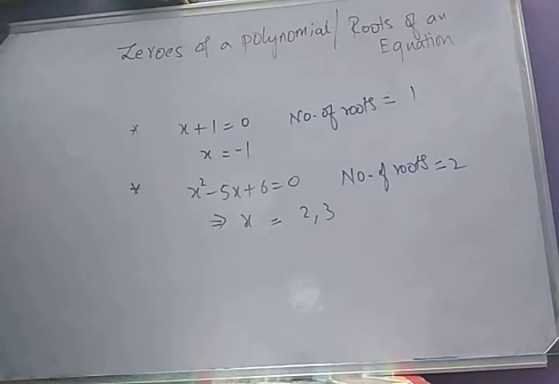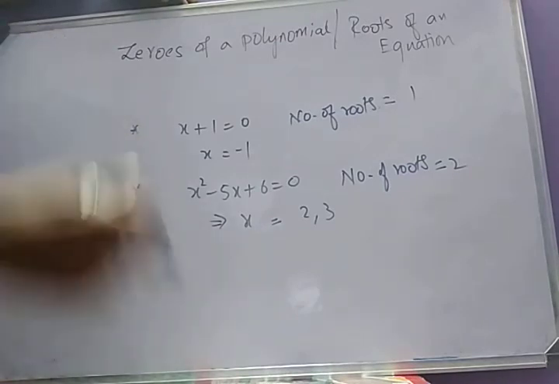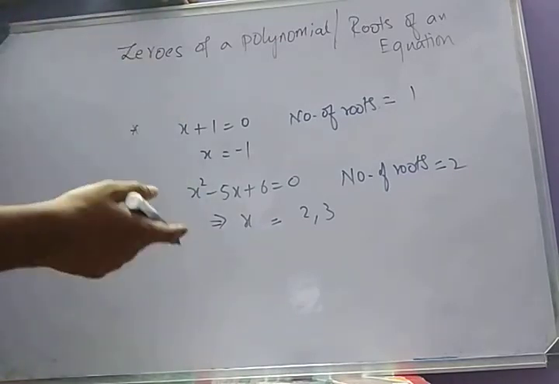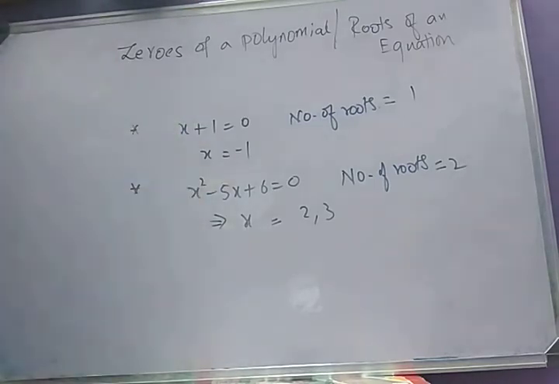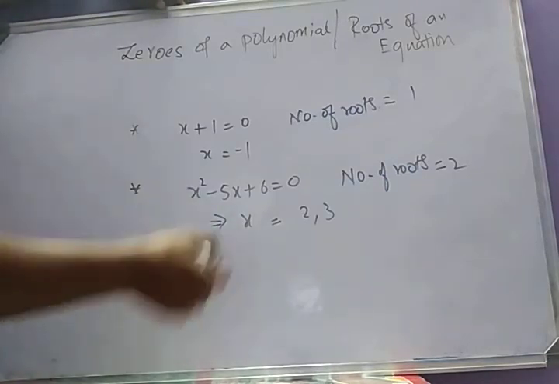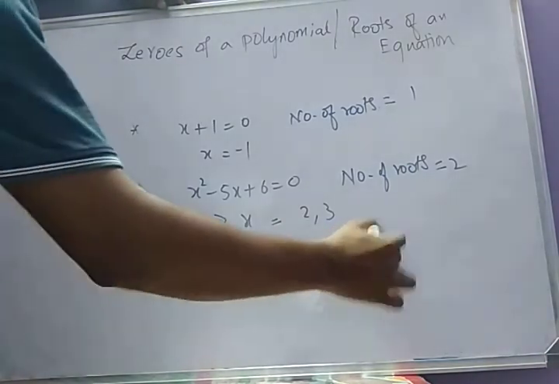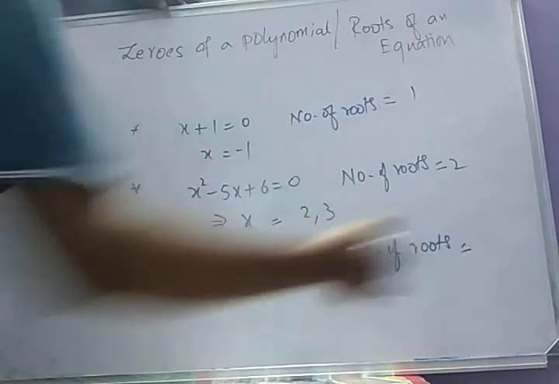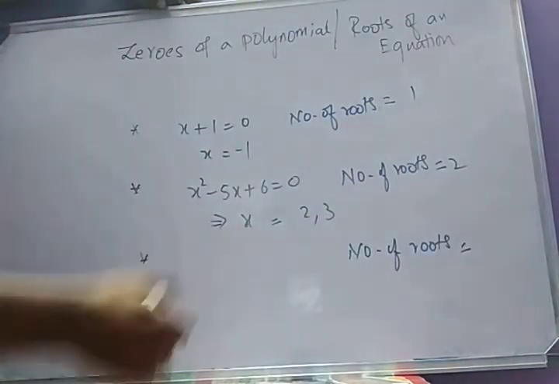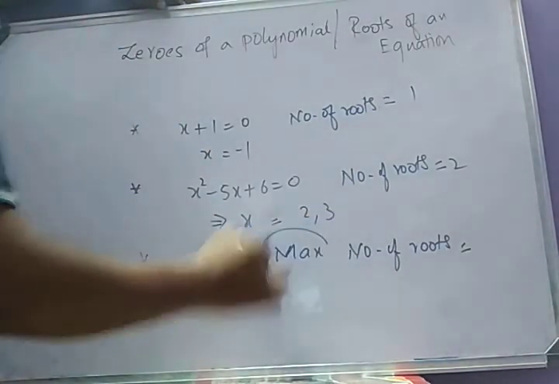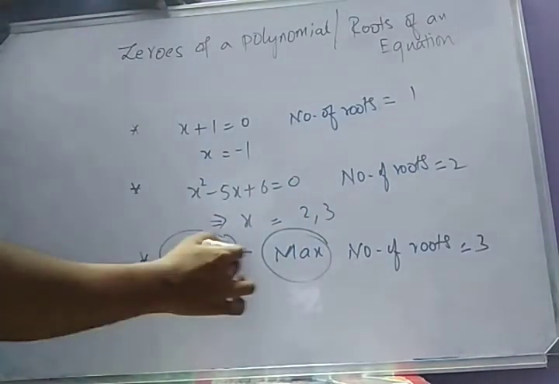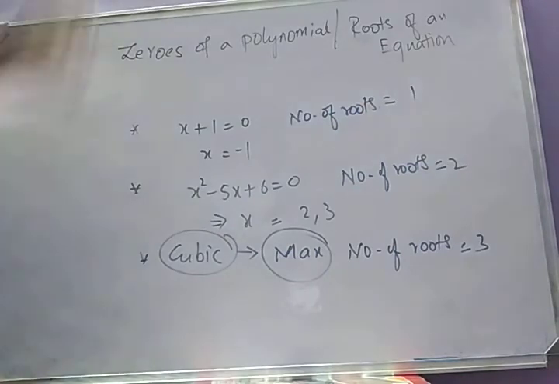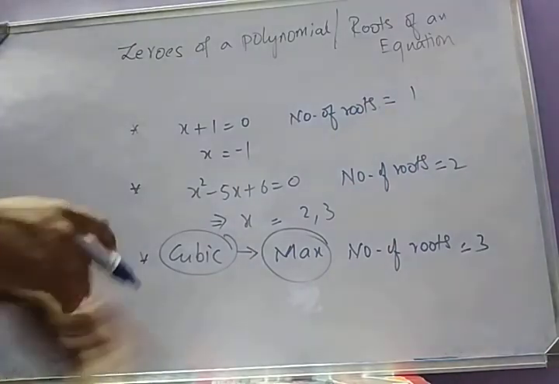I'm not saying that a quadratic equation will always get 2 roots. It might get 2 real roots, or 1 real root, or 0 real roots. We'll discuss about it later in next videos, next classes. Similarly, if you take some cubic equation, instead of calling number of roots, let us call it maximum number of roots. Maximum number of roots for a cubic equation is 3.